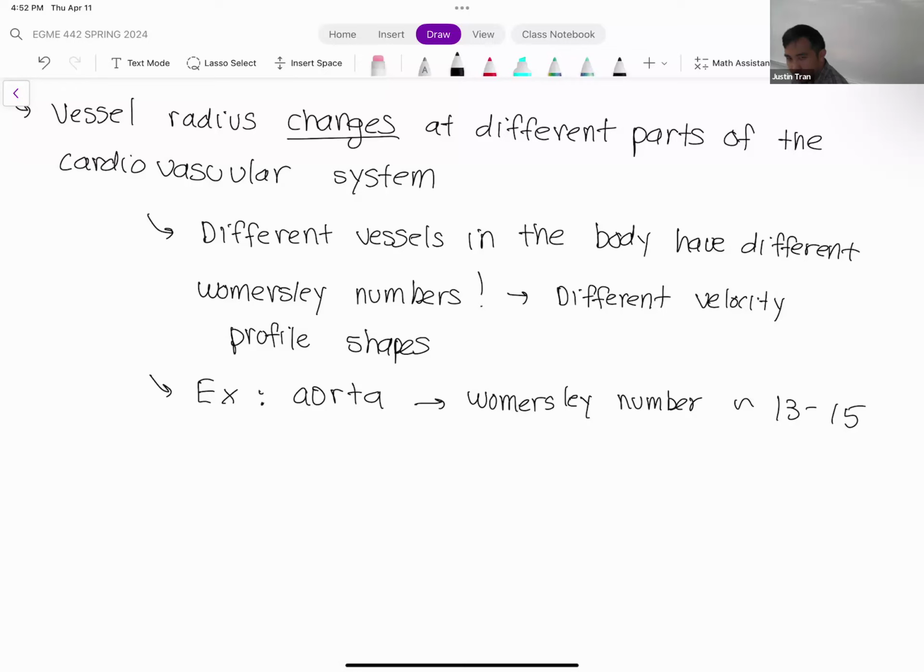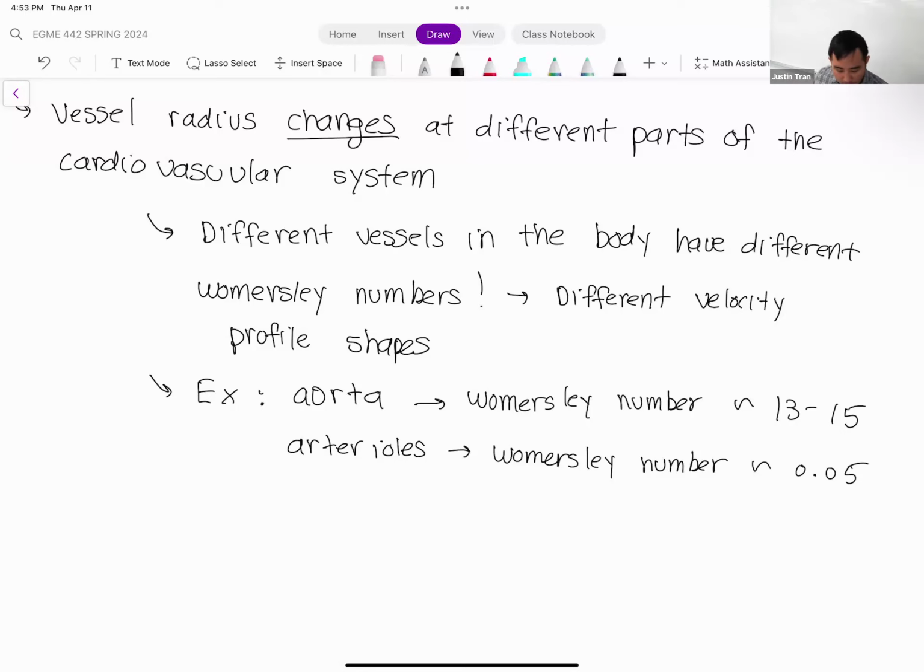And then some of the smaller vessels. Some of these vessels may be too small for your models, though some of your models may have them, like the small arterioles. These have much smaller Womersley numbers, around 0.05, just because the radius is a lot smaller. Now, of course, these numbers can shift depending on how quickly your heart is beating, but these are typical numbers for people at least.